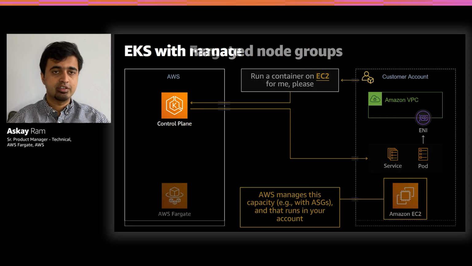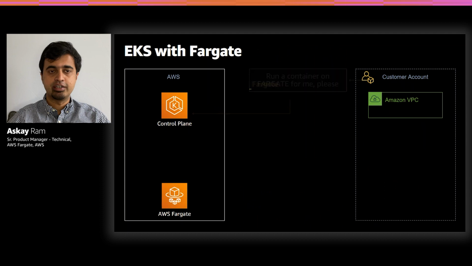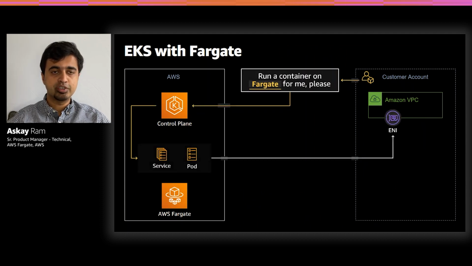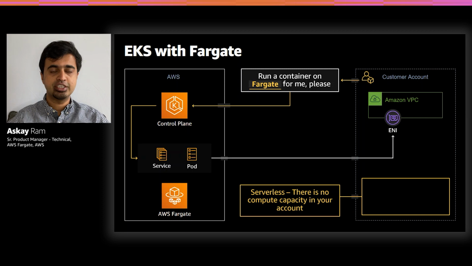Finally, the third option, Fargate. You want to say, hey, run a container on Fargate. What we do is we run them on compute, which is fully managed by AWS. And what that means is it's serverless for you. You don't see any virtual machines in your account. It's completely serverless. And you operate it in this way on Fargate. You get control over the applications. And you don't have control over the infrastructure because it's fully managed for you by AWS.